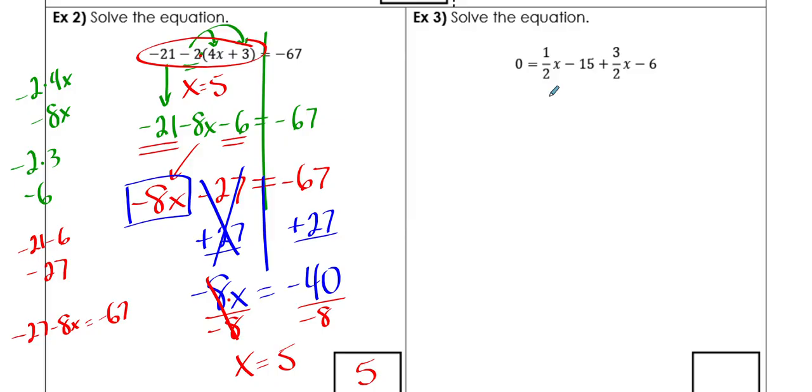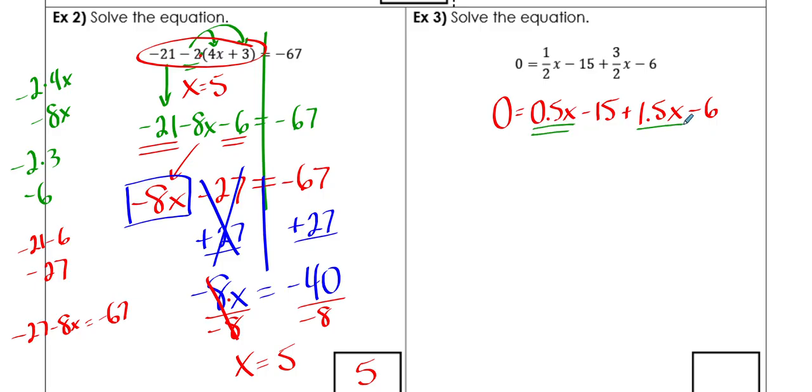All right, on number 3, we see some fractions, which might be overwhelming. If you want to change that into a decimal, you can. Actually, let's do that. Let's just divide these. 1 divided by 2 is 0.5. 3 divided by 2 is 1.5. I don't see any distributive property. I don't have a number that's outside the parentheses like that. So I'm just going to skip to combining like terms.